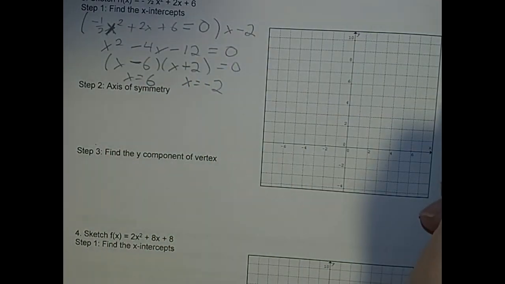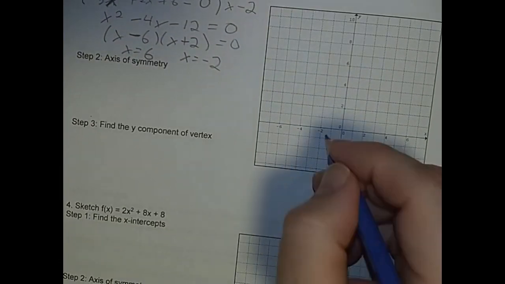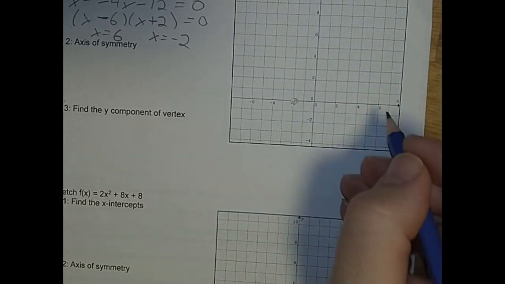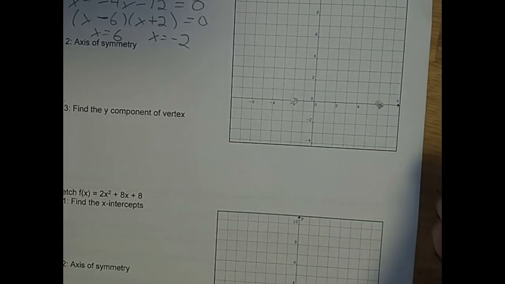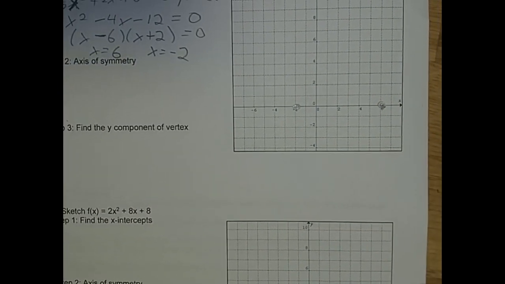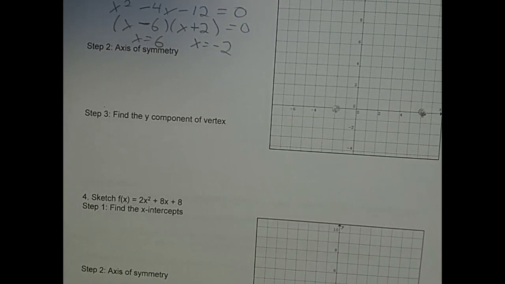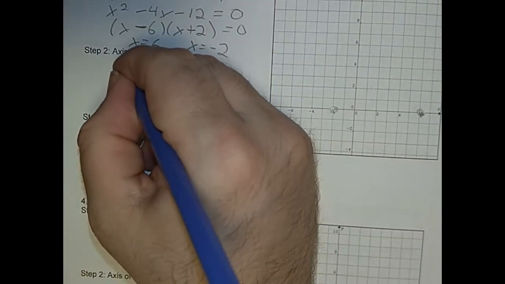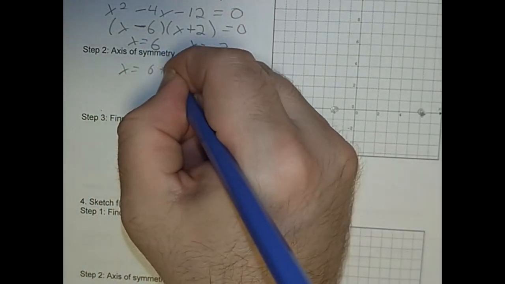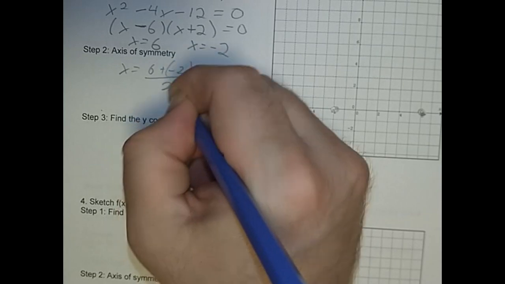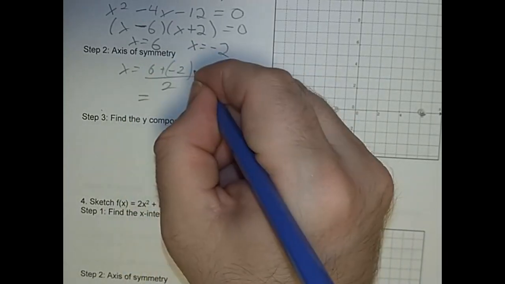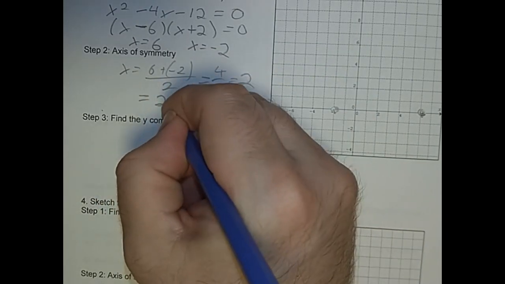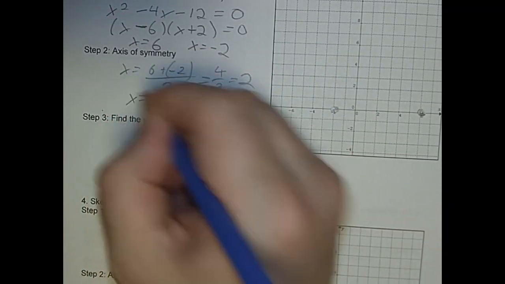So we're just going to graph these 2 points. We're going to graph negative 2 here, and then we're going to graph 6 over there. Okay, axis of symmetry, halfway between. We average these two. So to find our axis, we go 6 plus negative 2 over 2. I like to go across. That's 4 over 2, which is 2. So x equals 2 is our axis of symmetry.